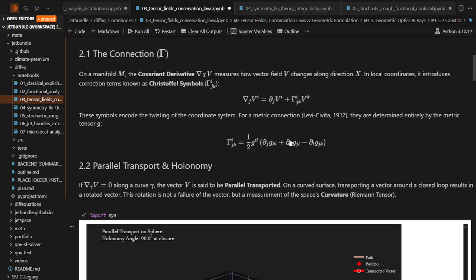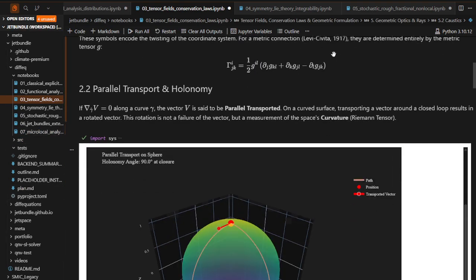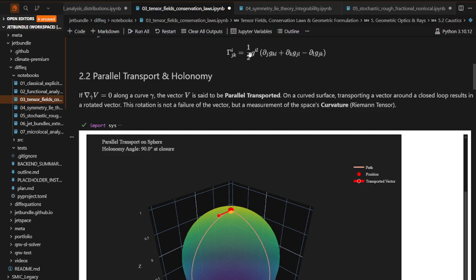For spaces that contain a metric, like distance measurements, Minkowski space or any kind of space, we can use the Levi-Civita connection from 1917. It was derived purely from the metric tensor G, and there's no more assuming flatness. Essentially, we don't have to assume flatness anymore because this makes derivatives covariant, meaning that they transform properly under coordinate changes.